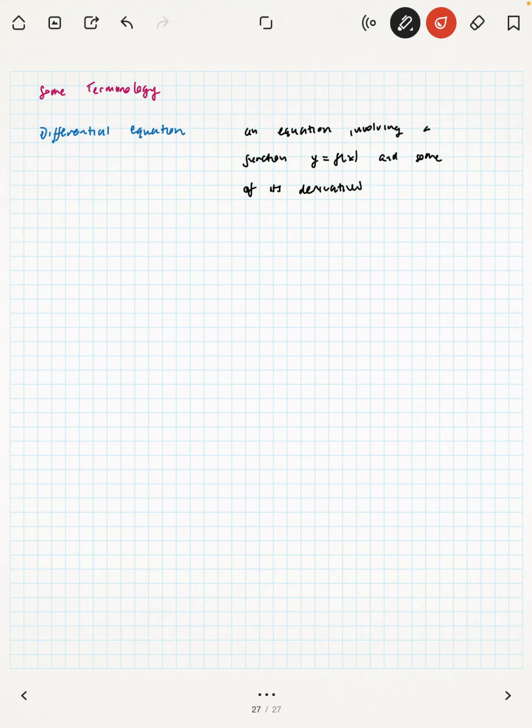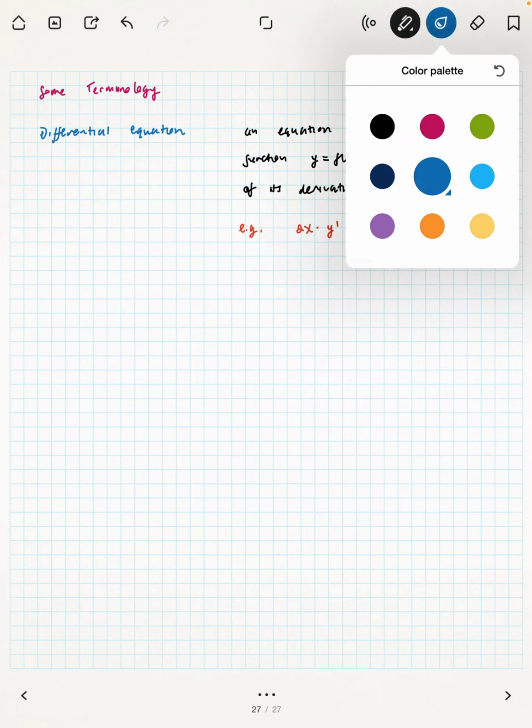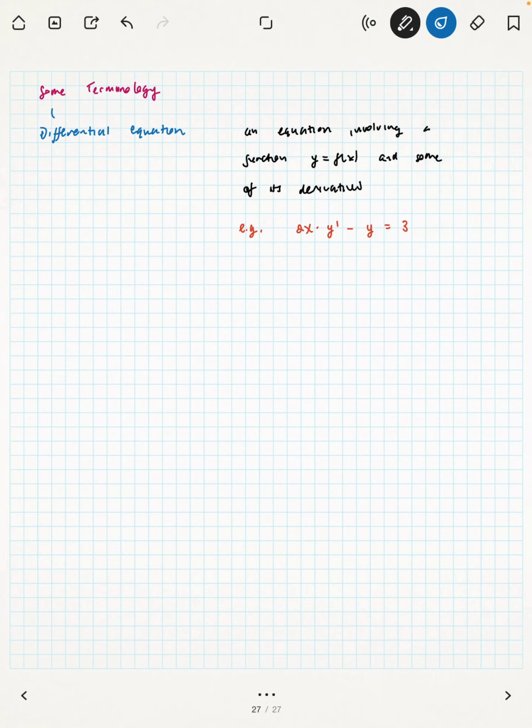So as an example here, an example of this would be something like 2x times y prime minus y equals 3. That's a differential equation. It involves y prime. There's also x, but y is a function of x. Technically, this is just an ordinary differential equation, so I'm going to put in parentheses ordinary.